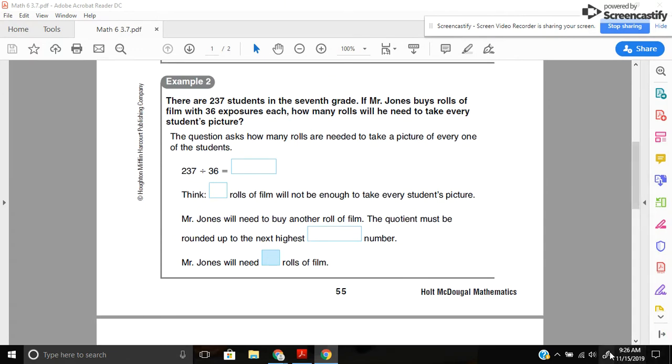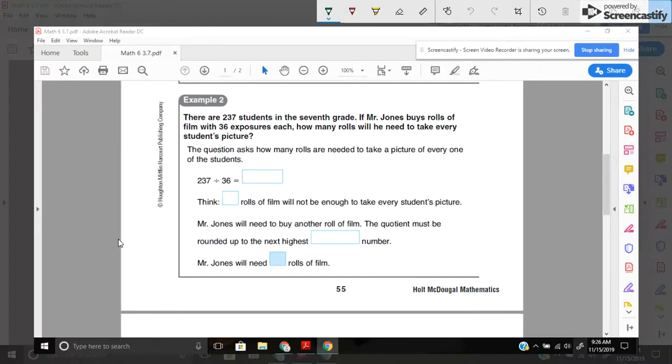Example 2 will follow a similar pattern. There are 237 students in the 7th grade. If Mr. Jones buys rolls of film with 36 exposures each, how many rolls will he need to take every student's picture? Okay. So first we'd have to divide. We have to take 237 and divide that by 36. And again, the answer is not quite obvious right away. 36 can't go into 23. It has to go into 237. So our response has to go above the 7. We might have to add a decimal and imaginary zeros and bring our decimals straight up. All that jazz. Okay. Let's round this to 40.